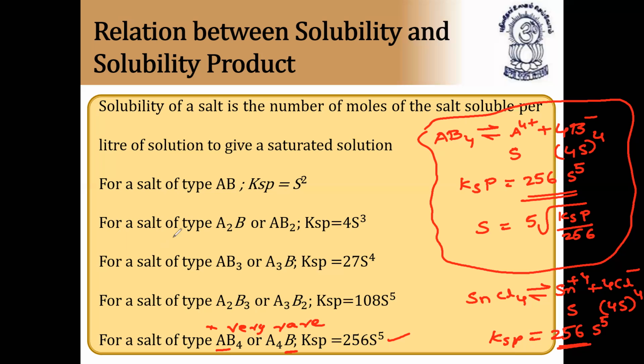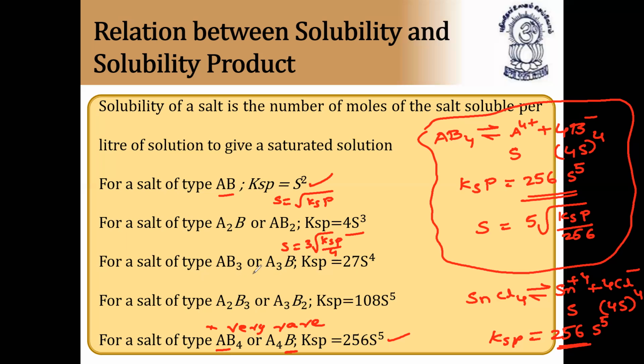So the first type, salt of type AB, KSP is equal to S square and S is equal to root of KSP. Till here they'll ask. And the second type, AB2, KSP is equal to 4S cube. So S is equal to cube root of KSP by 4. So like that you can write everything.